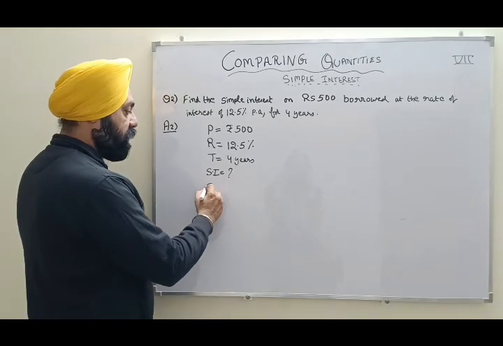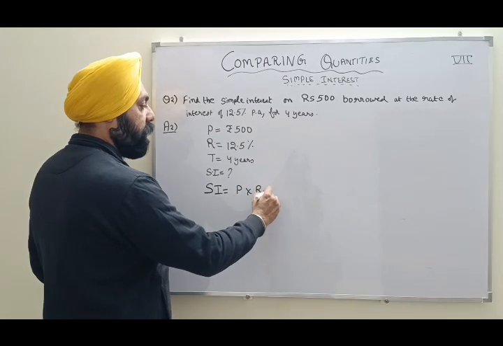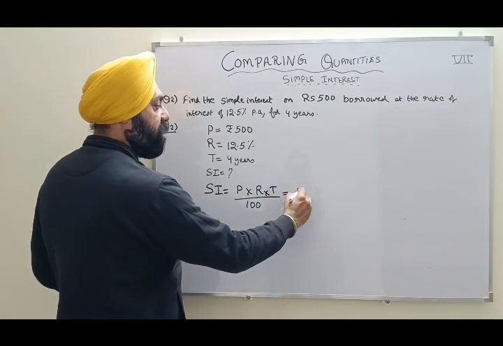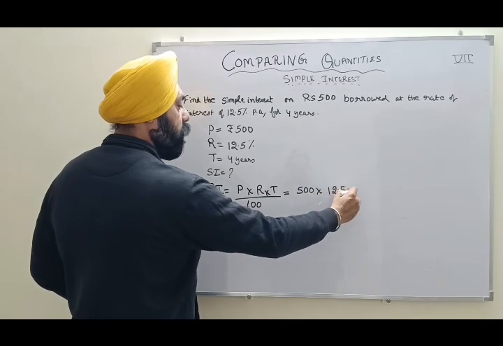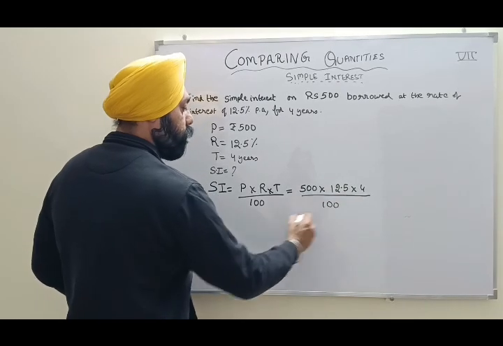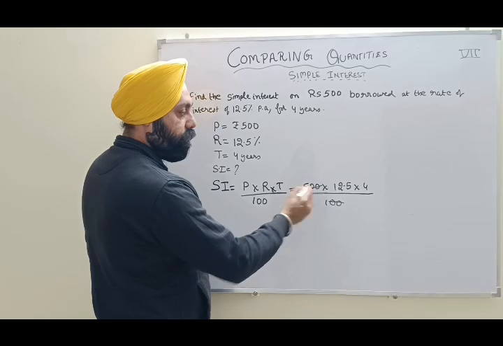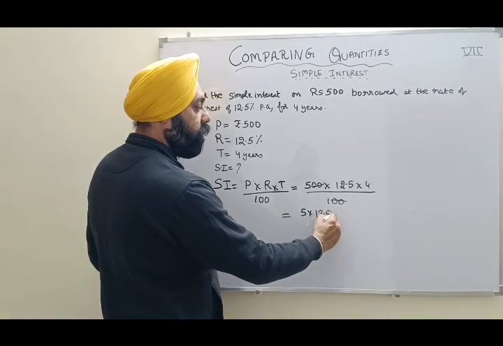So again, we will use the same formula of simple interest, which is equal to P into R into T upon 100. So here the principal is 500, rate of interest is 12.5 and time is 4 years, upon 100. So what we can do, we can cancel out these two zeros. So it is 5 into 12.5 into 4.